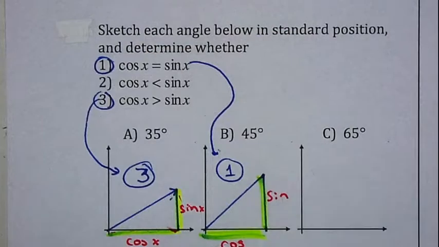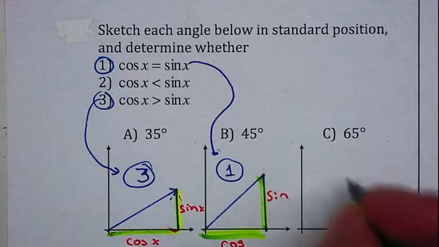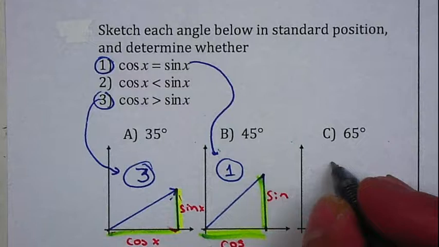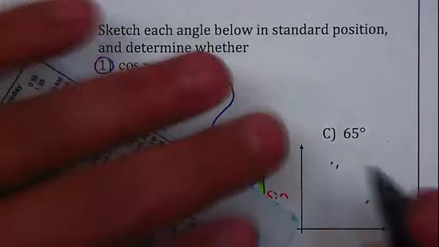65 degrees. First, you need to look at where 65 degrees is. I'm now going to place my two dashes. That will be 30, 60, and 90. 65 degrees will be just a bit higher than 60.